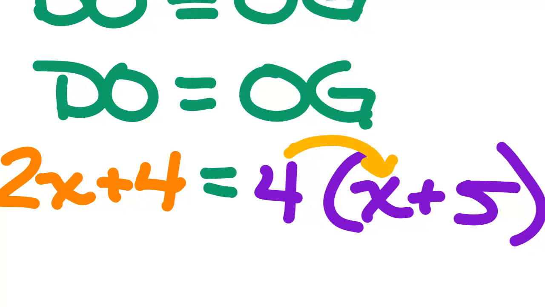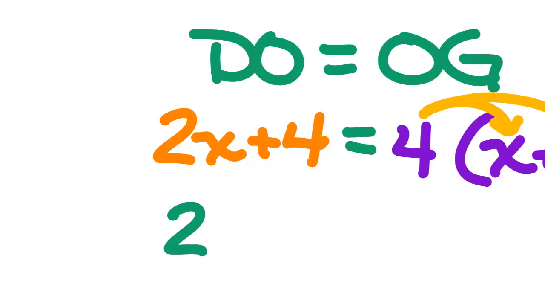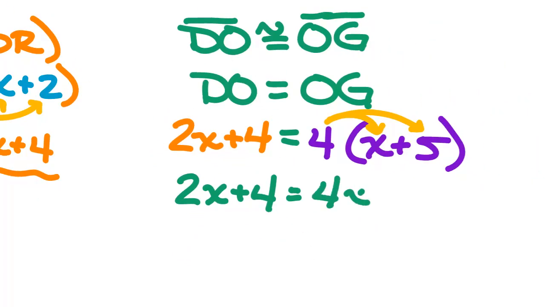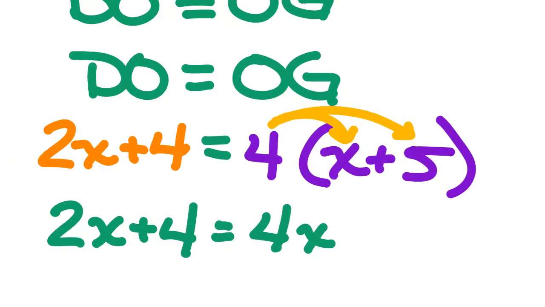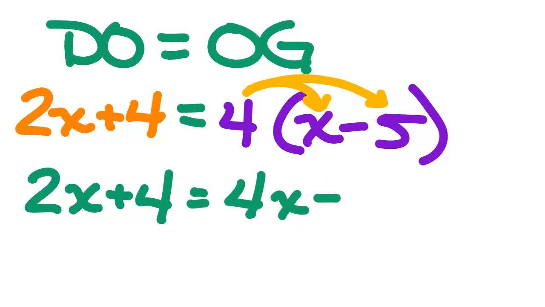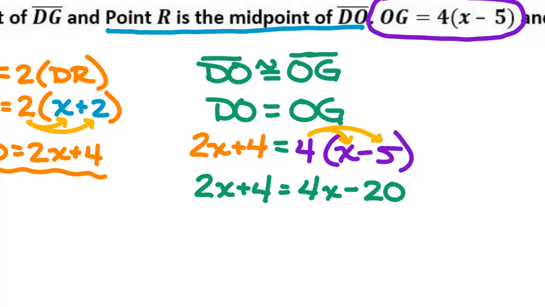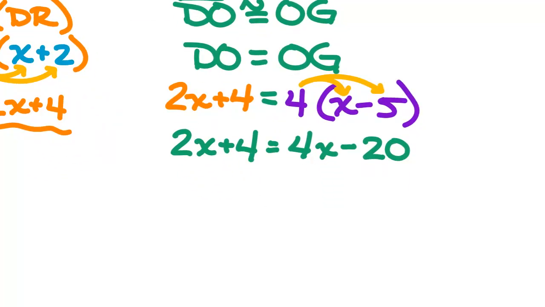I'm going to take this 4 and distribute it here. So I would have 2x plus 4 equals 4x. Oh, that should be a minus, right? It's 4x minus 5. My apologies. That should be a minus right there. So 4x minus 20. Then we're going to solve this for x now, so I need to get my x's to the same side. I'm going to minus 2x from both sides.